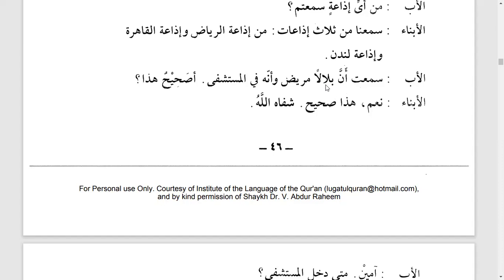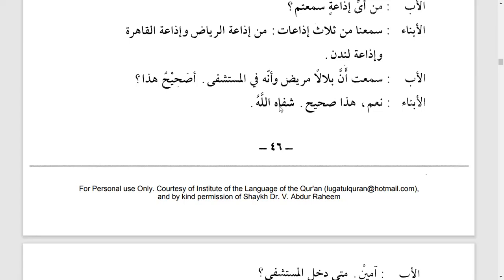Smetu anna bilalan maridun. I've heard that Bilal is sick. Wa annahu fil mustashfa, and he is in the hospital. Asahihun hada, is this true? Naam, hada sahihun. Yes, this is true. Shafa'ullahu. May Allah cure him. May Allah heal him. Okay, now you can see here, Shafa.